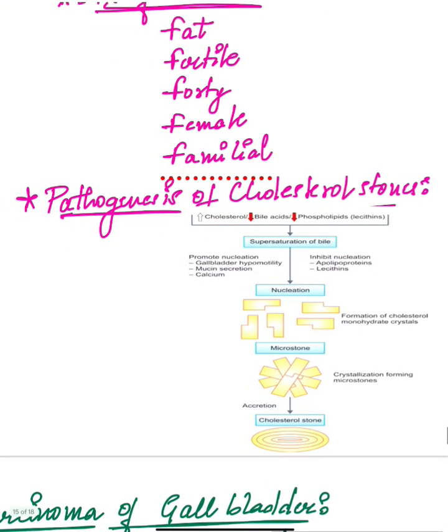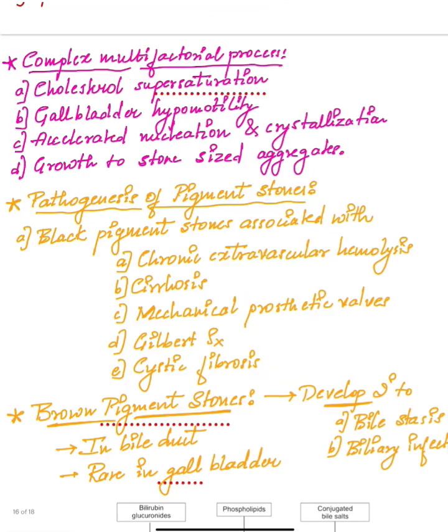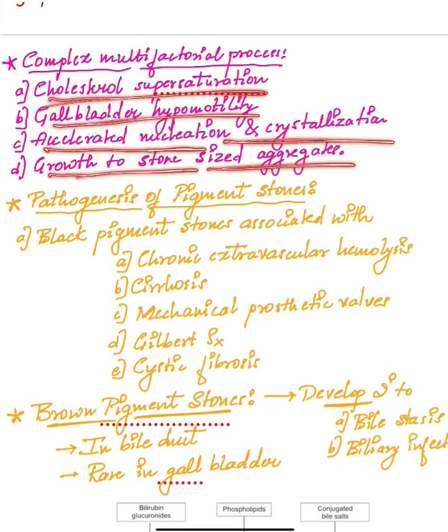Later, this nucleation leads to formation of cholesterol monohydrate crystals, which leads to formation of microstones. This microstone undergoes a process of crystallization where accretion also takes place, leading to formation of cholesterol stone. It is a complex multifactorial process where cholesterol supersaturation, gallbladder hypomotility, accelerated nucleation and crystallization, and growth to stone sized aggregates can be seen.